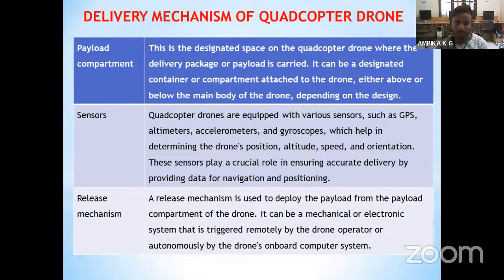In terms of sensors, quadcopter drones are equipped with a variety of sensors like GPS, altimeter, accelerometer, and gyroscope, which help determine the position and speed of the drone, the path it is moving in, and its navigation. Next one, the release mechanism. After the payload reaches a particular area at delivery time, it is released from the compartment, and the drone operates mechanically or electronically.